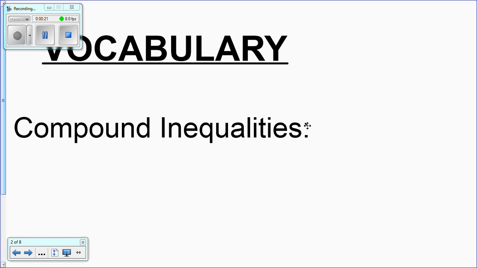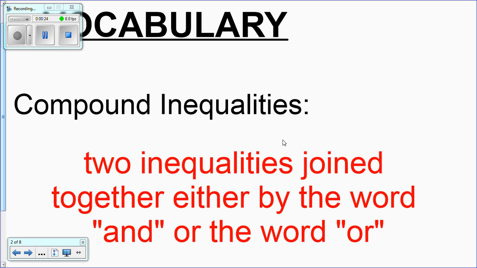So compound inequalities, that's our vocab. Compound inequalities are two inequalities joined together by either the word and or the word or. Basically, they give us two rules to follow for all our solutions rather than one. So instead of saying x is greater than 3, we might say x is greater than 3 and x is less than 4. So it has to be bigger than 3 but less than 4. Or you could say x is greater than 3 or x is less than negative 2. So it can either be bigger than 3 or it can be smaller than negative 2. Can't be anything in between.